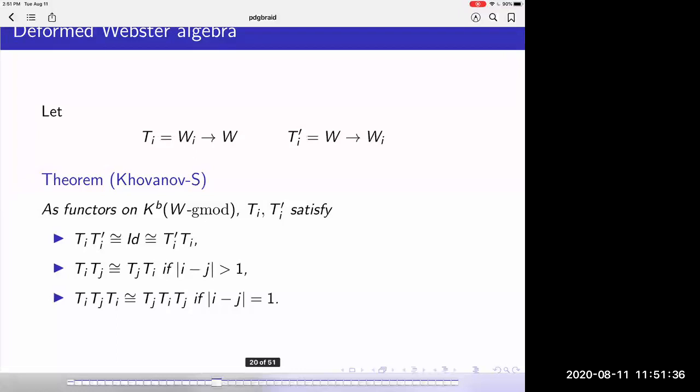Another way to think about this is that these redotted Webster algebras, these deformed Webster algebras, are kind of a mixture of nil-Hecke algebras along with Soergel bimodule theory.